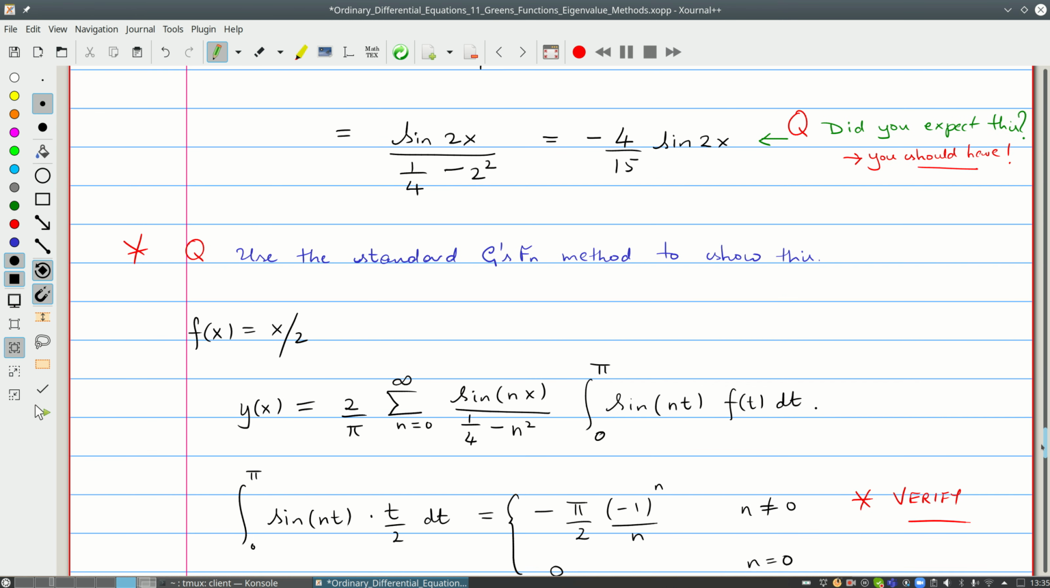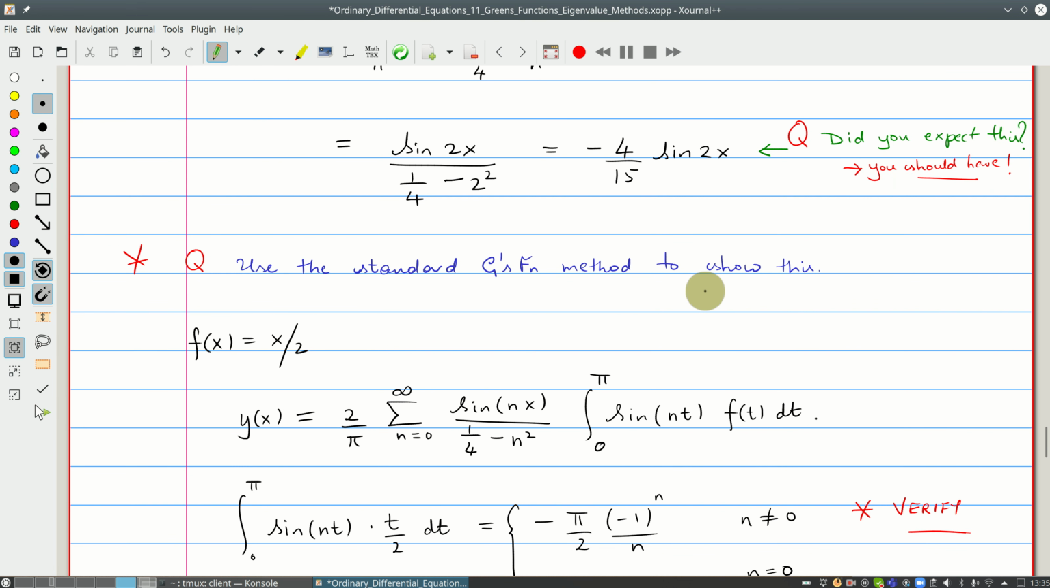Now, here's a question for you. Use the standard methods, Green's function methods, or anything to find the same solution. It's always nice to follow up on what you've done. Let's go on though and choose the second of these options. F of x is x over 2.